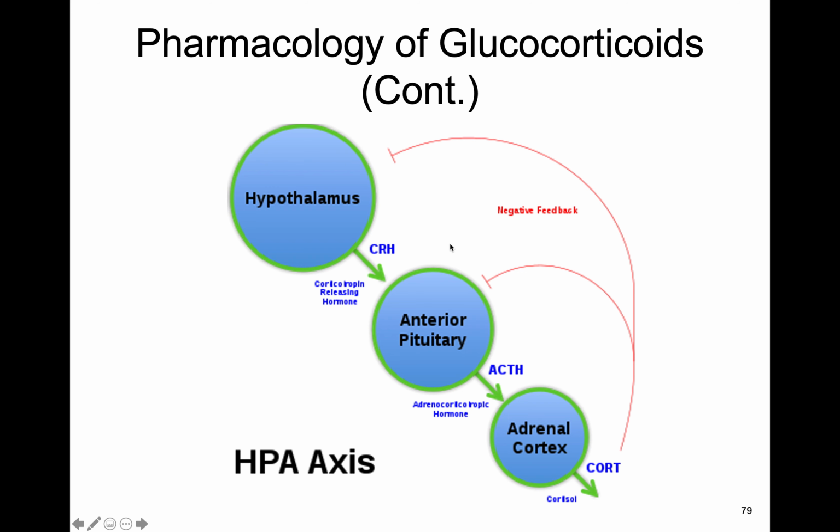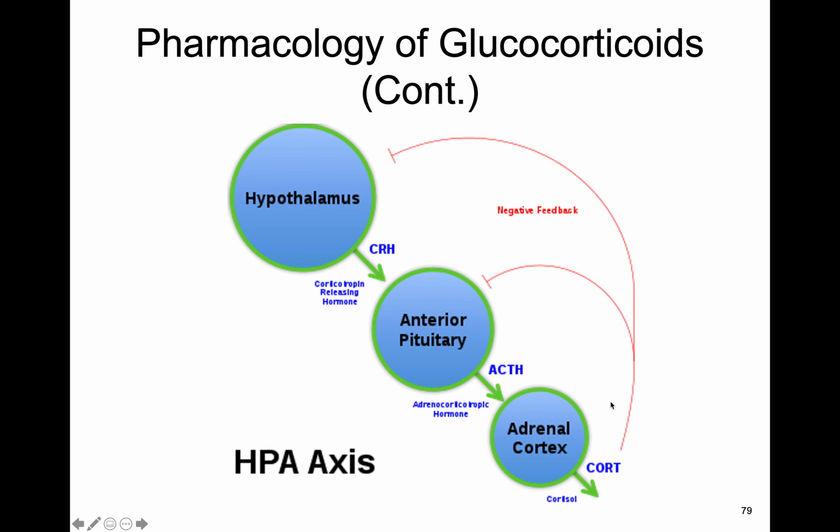So that negative feedback, here's kind of what's going on in your brain. You have a hypothalamus, which then releases corticotropin releasing hormone, which then signals the anterior pituitary to go ahead and secrete adrenocorticotropic hormone. That ACTH then enters into your adrenal cortex, on top of your kidneys, then signaling the adrenal cortex to go ahead and release cortisol.